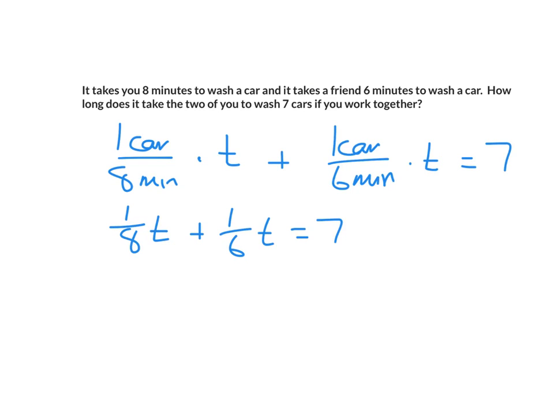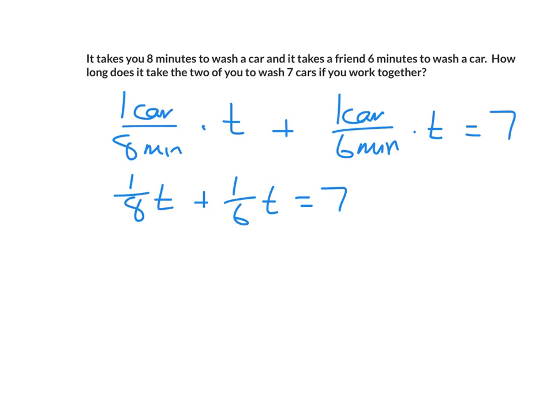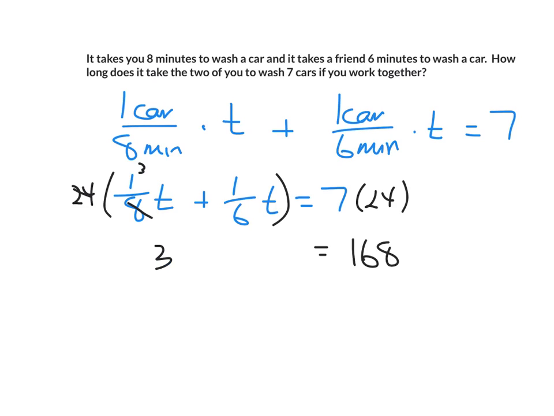Now I'm going to do the same thing I did on that last slide. The LCD there is 24, so I'm going to multiply this whole side by 24 and this side by 24. And here I go again. 7 times 24 is 168 on this side. Over here, remember it cancels. 8 goes into 24 3 times, so I get 3t. 6 goes into 24 4 times, so I have 4t. 3t and 4t is 7t, which is 168.